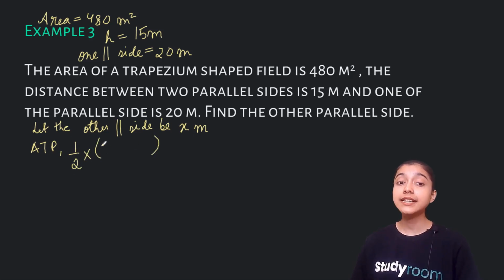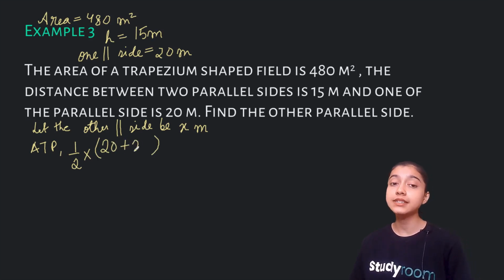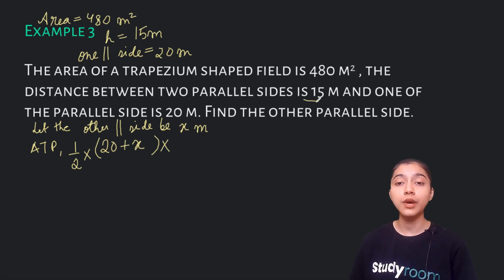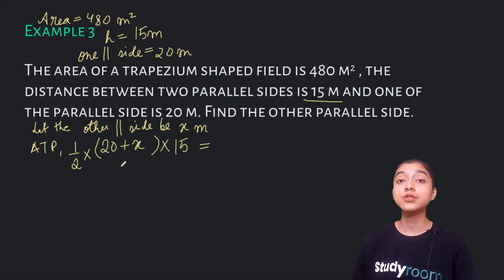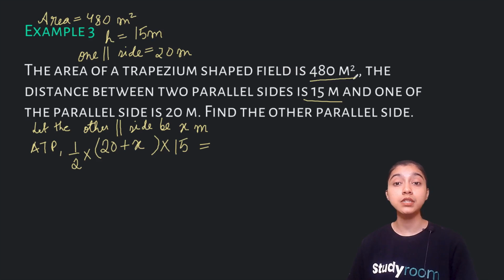Now one parallel side that has been given in the question is 20 and the other parallel side that we have assumed is x. So half into 20 plus x multiplied by the perpendicular distance between the parallel sides, which has been given in the question as 15 meters. So it will be 15. Now this entire thing is actually the area of the trapezium, because the formula is of area of trapezium, but we have been given in the question that the area of trapezium is 480 meters square. So ultimately this entire thing will be equal to 480.